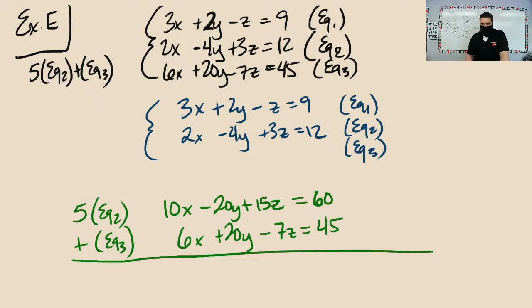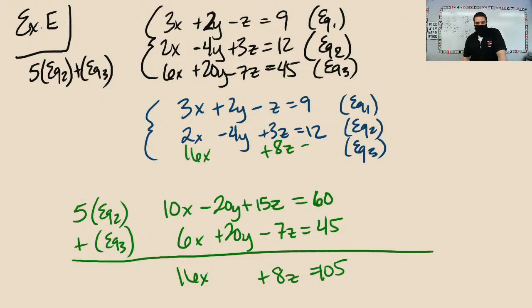And so we go through and solve. 10x plus 6x is 16x. The y's go away. We get positive, is that 8? Yes, 8z. And then this equals 105. And that's what goes in. This result is what goes into that third slot. So we get 16x plus 8z is equal to 105.